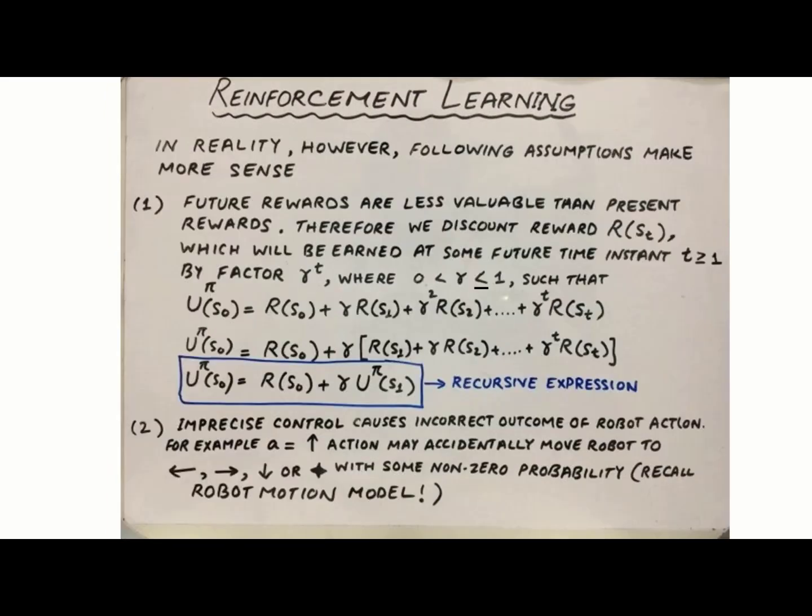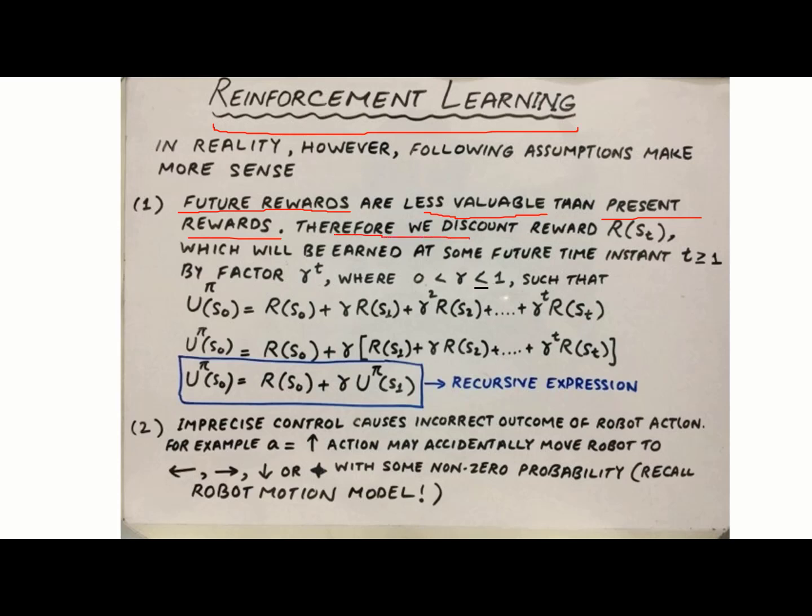Some more realistic assumptions go into the reinforcement learning paradigm. One of them is the value of future reward. We say that the future rewards, the rewards that the robot is going to earn in the future as it visits the cells or states, are less valuable than the reward at hand. As the anecdote says, a bird in the hand is better than two in the bush.